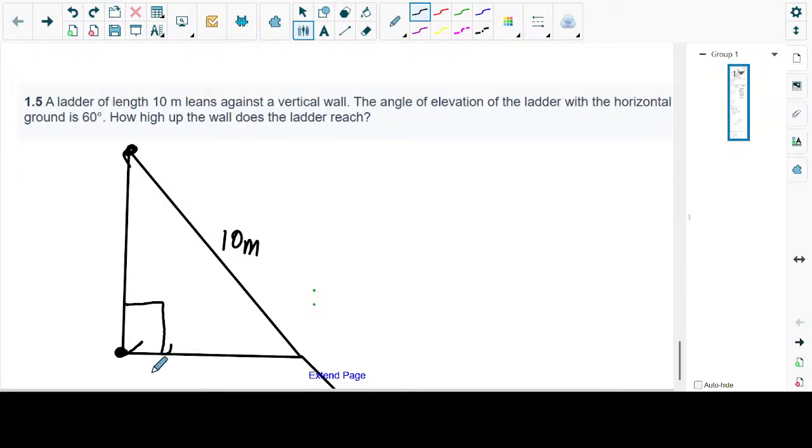Now we're not working in relation to the other angle, we're working in relation to 60. This one is slightly different. We know our hypotenuse side, which is the ladder. Now, in relation to 60, is the wall opposite or adjacent? It's opposite. So our wall is opposite to 60. And the floor is adjacent to 60.